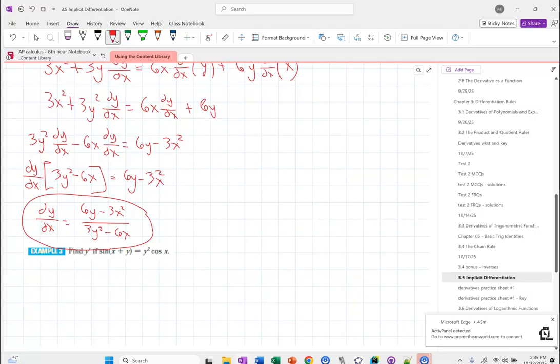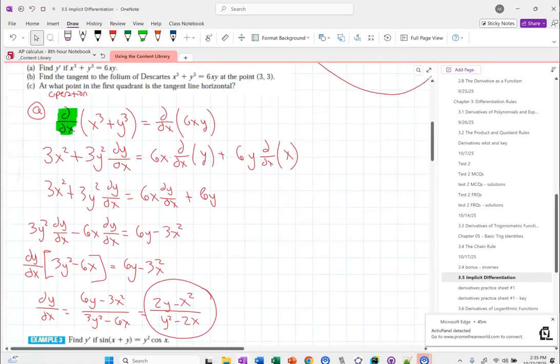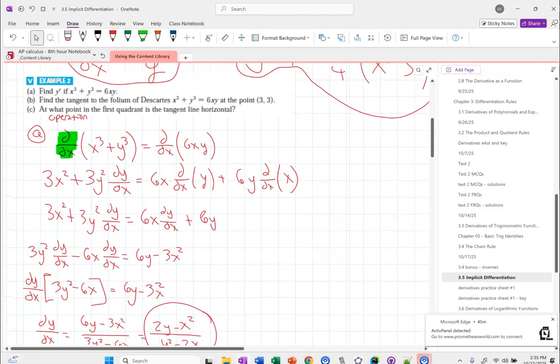You can't simplify that anymore? I mean, you could reduce a 3 out, I guess. Sure, do a little bit. Everybody okay? Again, so what do we have here? This is just the formula to find the derivative of this function, right?